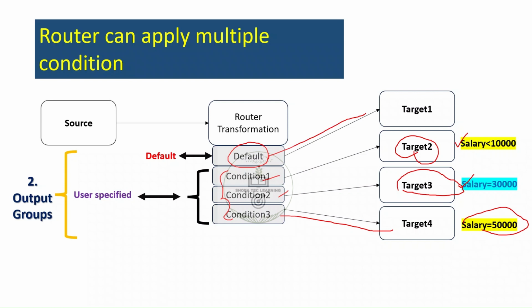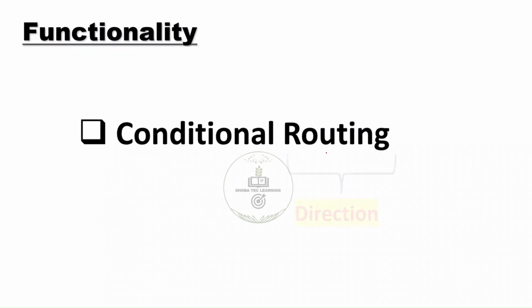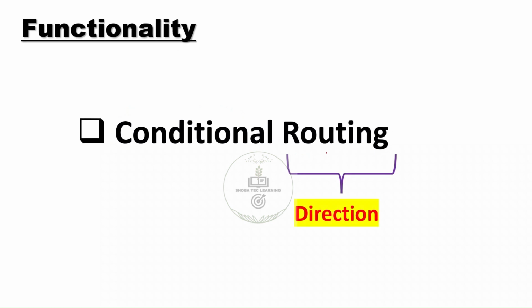Next, we can see the functionalities of the router transformation. First is conditional routing. We know what conditions are; they may be simple or advanced conditions. Routing means directing: we are giving direction to the data, and based on the specified conditions it will be moved into the specified target.